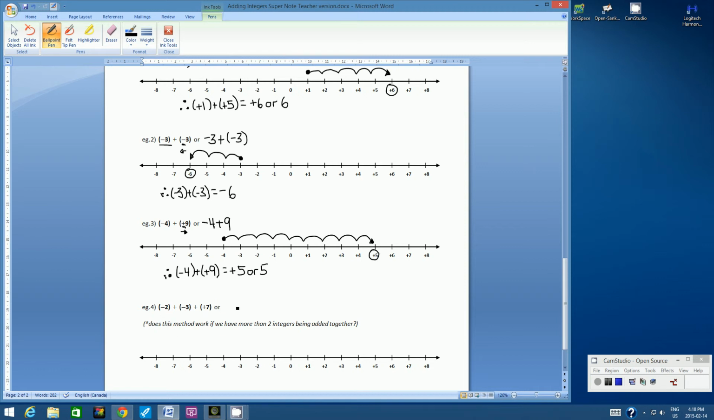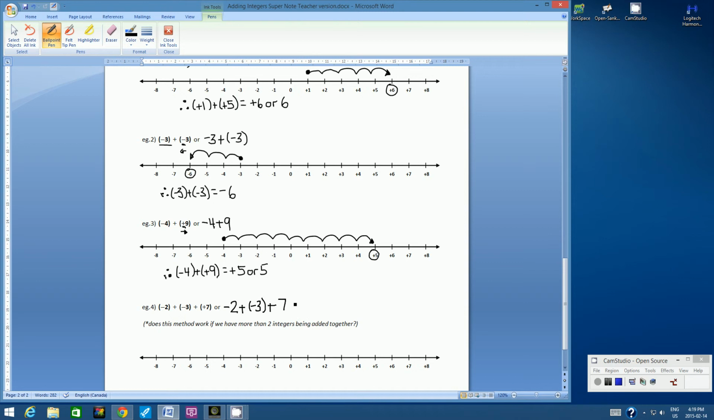Negative 2 is our first integer, so we could take off the brackets. Negative 3 is our second integer, but because it's not the first integer, we cannot take off the brackets. And then our third integer is positive 7. Positive integers, we take off the brackets, we take off the positive sign. So this is how we would rewrite this statement in standard form.